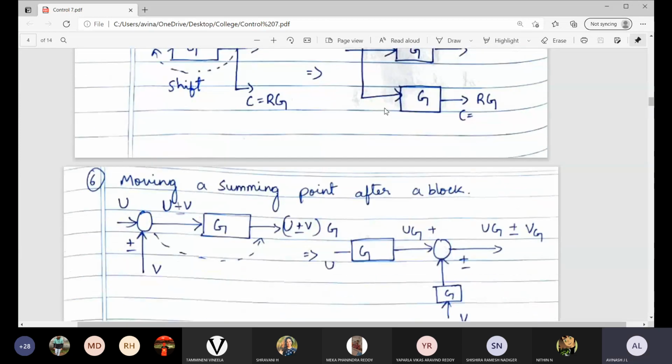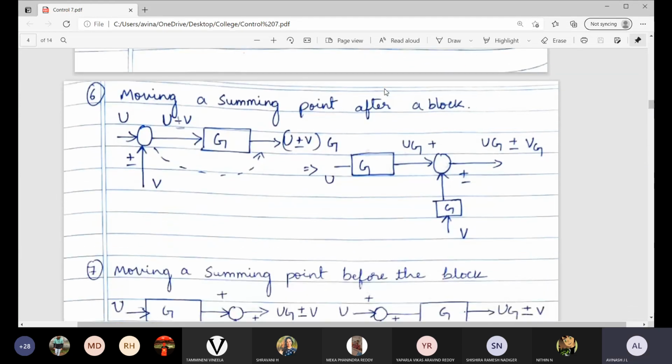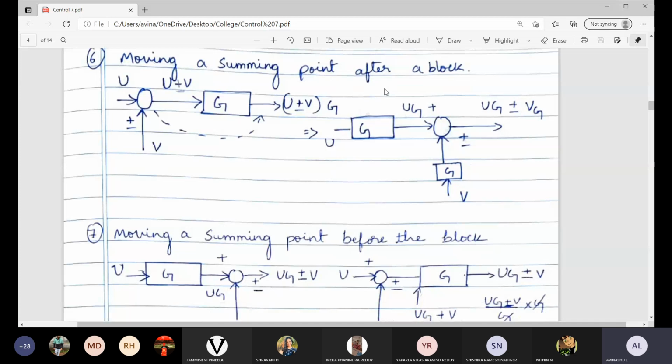So the next thing is moving a summing point after the block. So you're moving a summing point after the block. This particular thing we explained in terms of U plus V and all in the beginning of the block diagram classes. So here U plus or minus V is coming, then U plus or minus V into G. So the final value is U plus or minus V into G, which is going to come as the output.